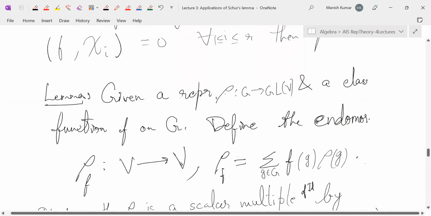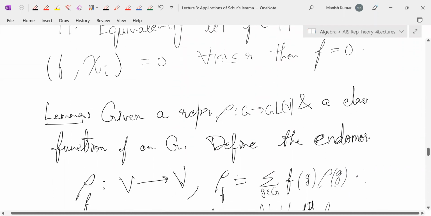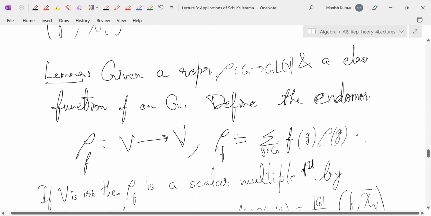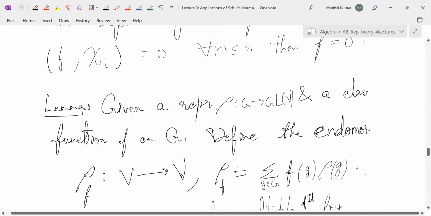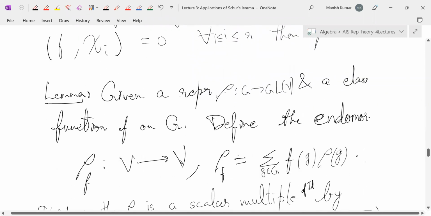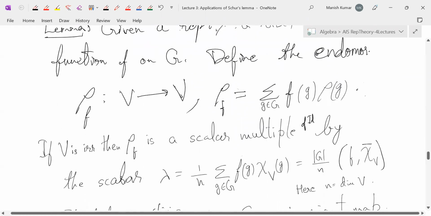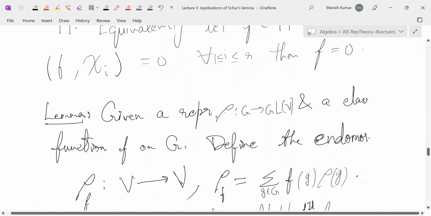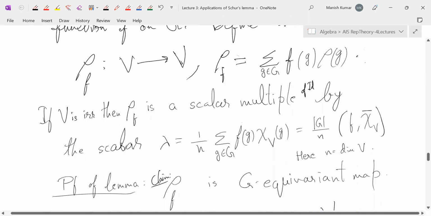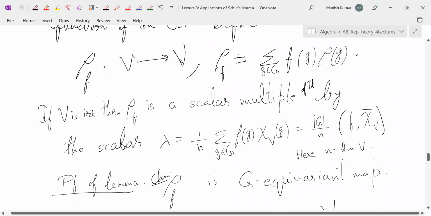Yeah, so maybe it doesn't matter. I mean, to say that f is 0 is equivalent to saying that f bar is 0. So maybe I'll adjust a little bit.